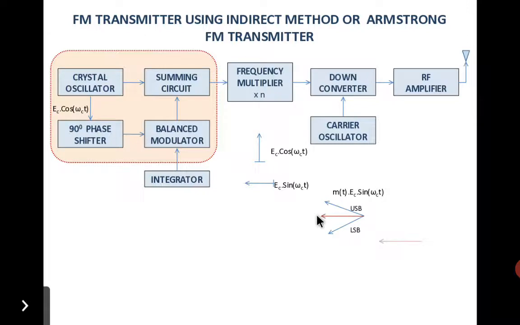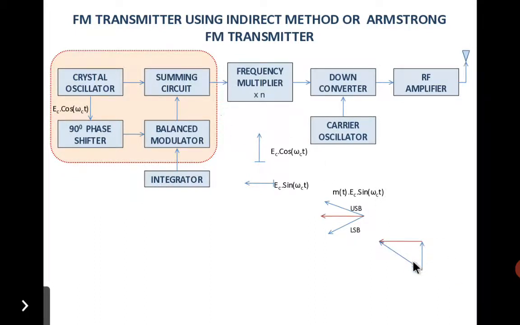Now this DSB-SE signal is given to a summing circuit. The other input to the summing circuit is the crystal oscillator output directly. What is the other input to this? It is EC cos omega ct. The output here is the resultant of the upper sideband and lower sideband, which is given as one input. The other input to the summing circuit is the unmodulated carrier signal, that is EC cos omega ct. Now the resultant of this, that is the output of the summing circuit, is an FM wave.